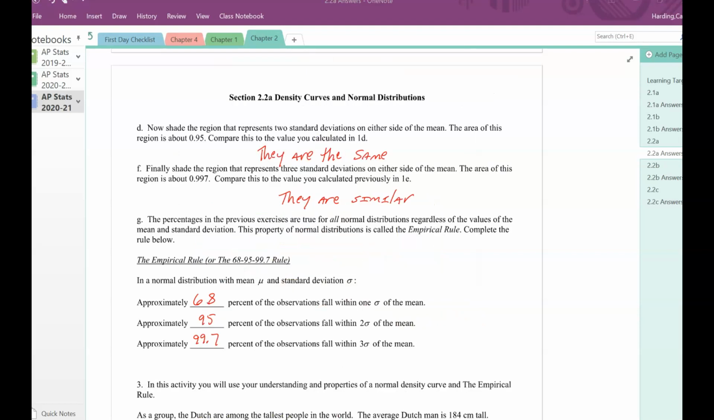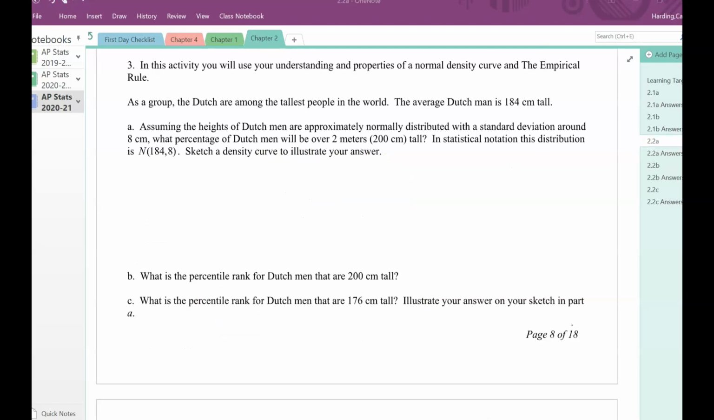And here on page 8, it summarizes that underneath the empirical rule. 68% within 1 standard deviation of the mean, 95% within 2, and 99.7% of the observations fall within 3 standard deviations of the mean. So in problem number 3, I'm going to actually do this one with you.